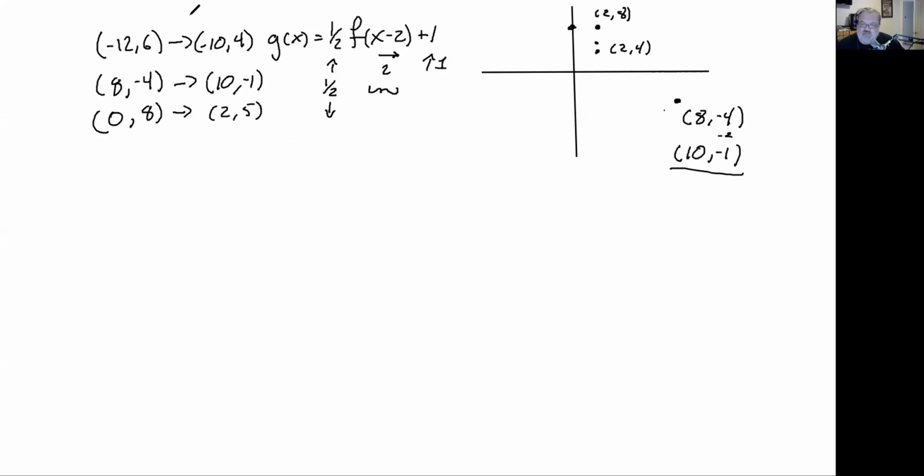So find 3 points that are on the graph of the translation. Those 3 points.